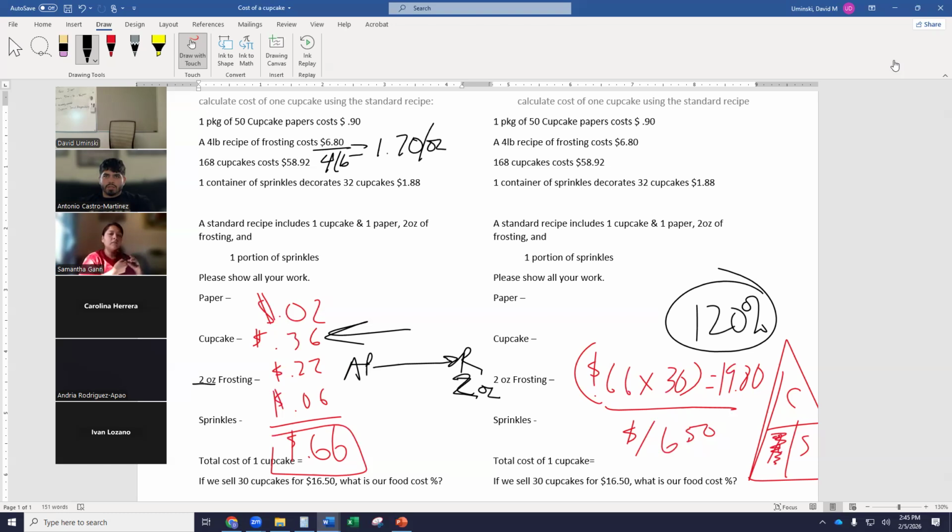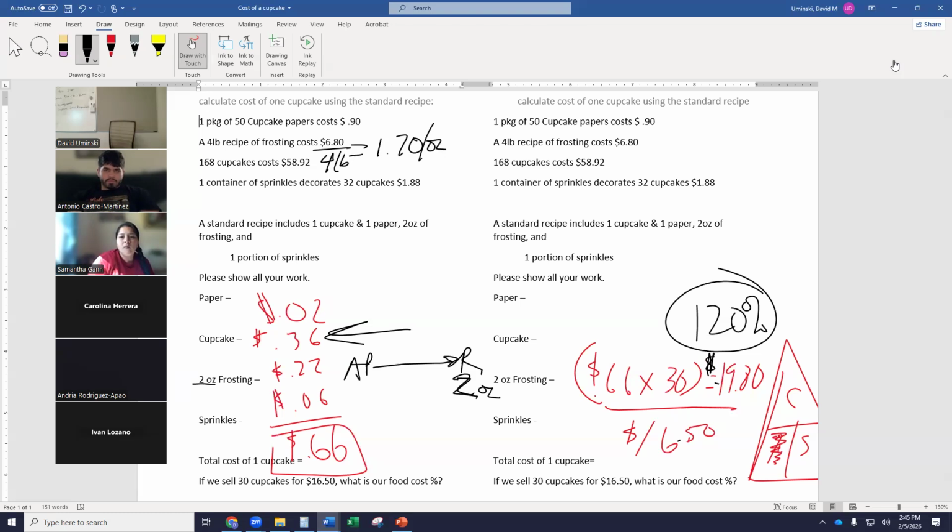And then the food cost percentage on the bottom. We sell our cupcakes for $16.50 for 30 cupcakes. Well, since this is the selling price of 30, we have to get the cost of 30. So 66 times 30 is $19.80. What do you see that's wrong right off the bat? We're losing profit, right? It's cost us more money than what we're selling it for.